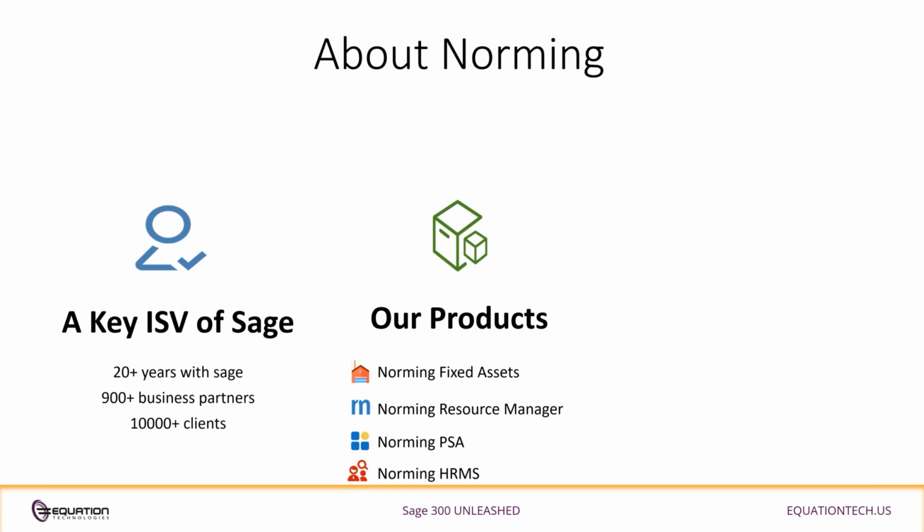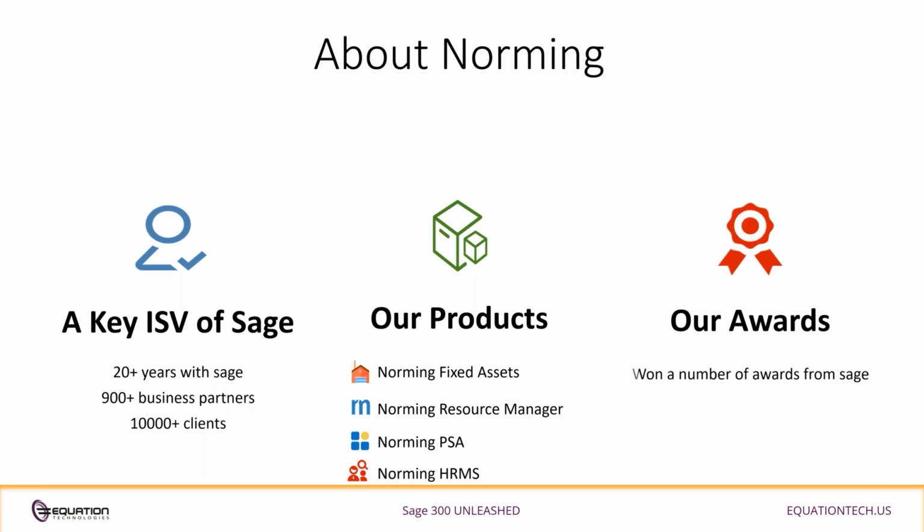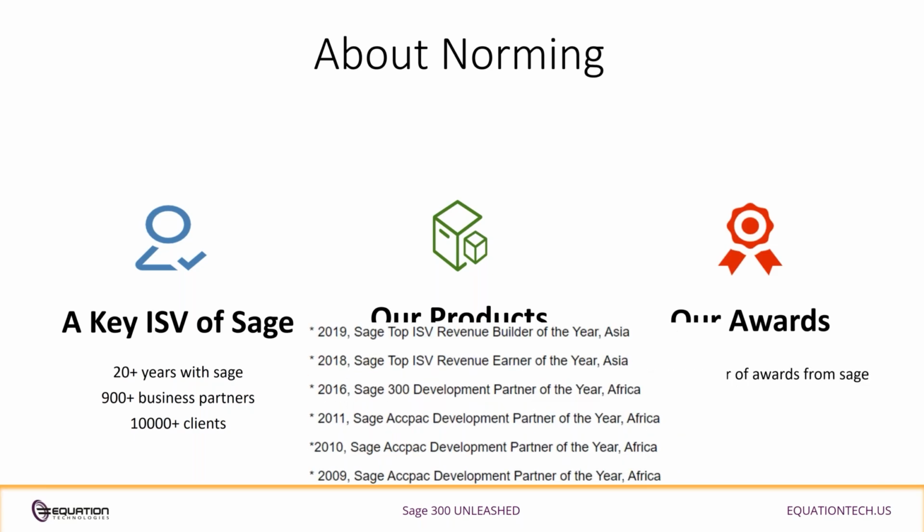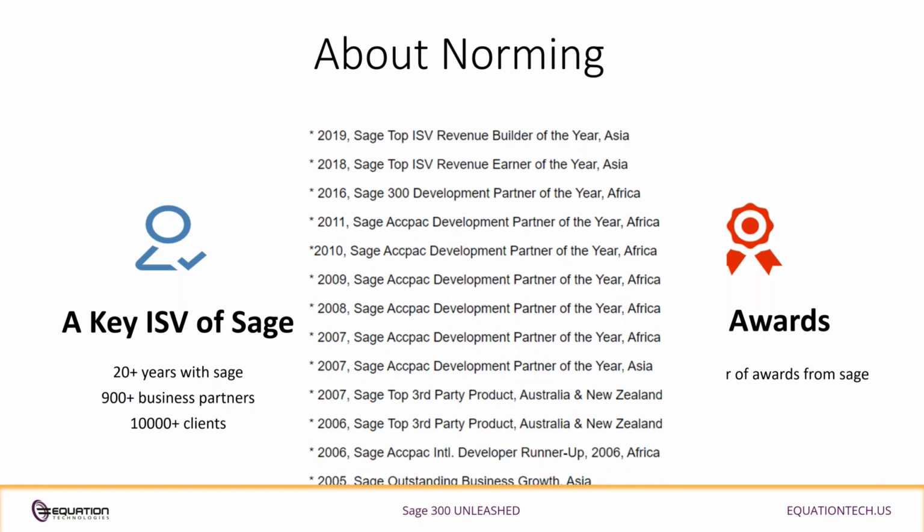Norming has won a number of awards over the years. We won't bore you with all the details, but as you watch the slide flip through here, you'll see we've been Sage Development Partner of the Year in different geographies around the world over the last 20 years.